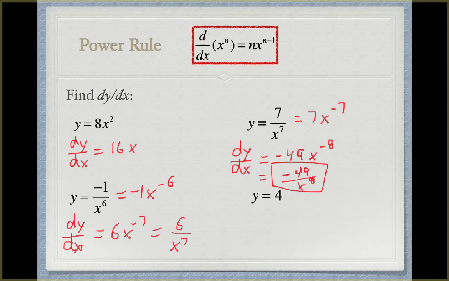And then whenever we take the derivative of just a number, a constant, the derivative of a constant is 0. You could look at this as being 4x to the 0. Well, if you take 0 times 4, you get 0. So dy dx is just 0. So if there's ever a constant by itself, the derivative of the constant is 0.